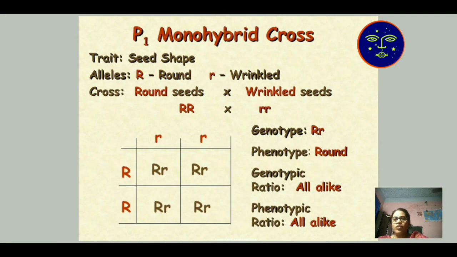In monohybrid crosses, the trait is seed shape. R is for round, small r for wrinkled. So we cross a round seed with a wrinkled seed, capital R and small r. The dominating character is written in vertical form and the recessive character in horizontal form. So the result comes Rr, Rr, Rr, Rr. All are round, so the genotypic ratio is alike and the phenotypic ratio is alike. All look similar. All are round seeded.